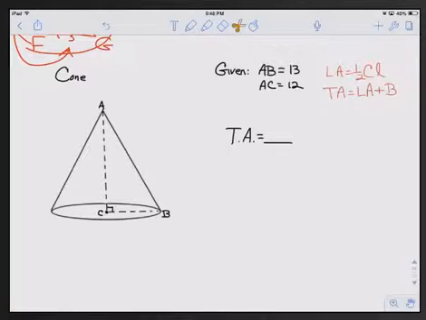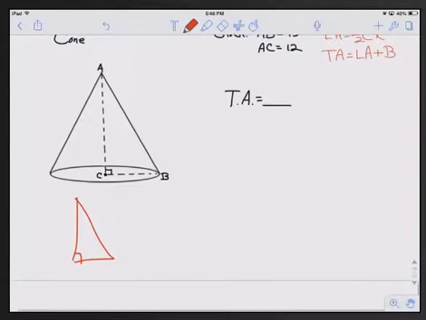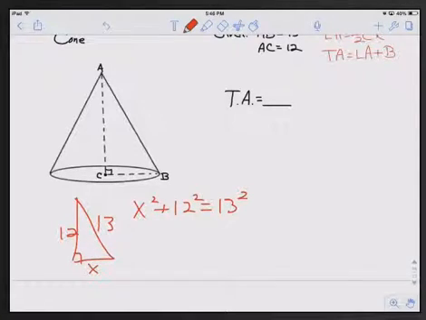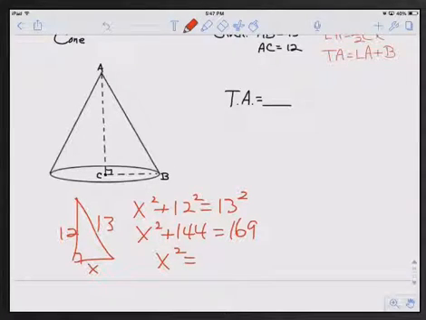So looking at the triangle inside the cone, we have a right triangle, and we have the distance from A to B, which is the hypotenuse of that right triangle, is 13. The length of one leg is equal to 12. So we can solve for x, which is the radius of the base, by saying x squared plus 12 squared equals 13 squared. We solve for x by saying x squared plus 144 equals 169. We subtract 144 from each side of the equation. We have x squared equals 25, so x, which is the radius, is equal to 5.